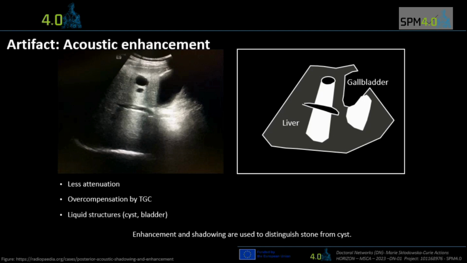What's useful is to distinguish between solid and liquid structures, because they both can appear in the ultrasound image as dark areas. But yeah, the most important thing is that you have a lot of artifacts and you have to know these artifacts to read your ultrasound results.